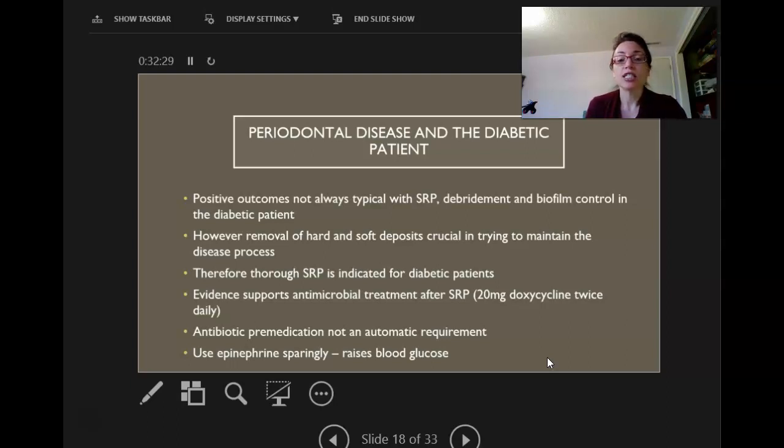Antibiotic premedication is not necessarily an automatic requirement. You talk to the physician or their primary care, and it also has to do with their overall systemic health. So often they don't need pre-med. As a matter of fact, I would say most of the time they don't, unless there is something like a heart condition or a valve condition. Use epinephrine sparingly because epinephrine does raise blood glucose levels.